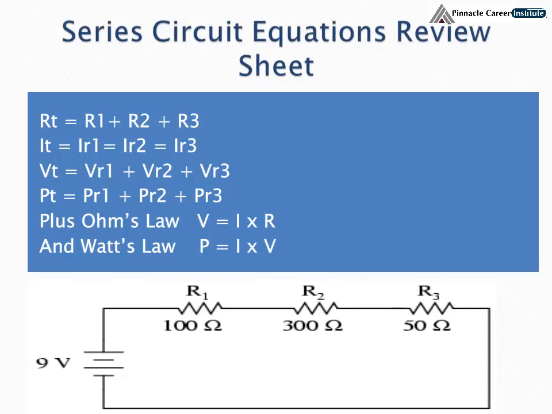Our equation for total resistance was R1 plus R2 plus R3. Our equation for current total is that current total equals the current in R1, the current in R2, and the current in R3. Our voltage total equals the sum of the voltage drops in each of the resistors. V total equals VR1 plus VR2 plus VR3. Our power total equals the sum of the power drops on each resistor. Power total equals PR1 plus PR2 plus PR3. Plus Ohm's law is always true in every circuit, and Watt's law is always true in every circuit.